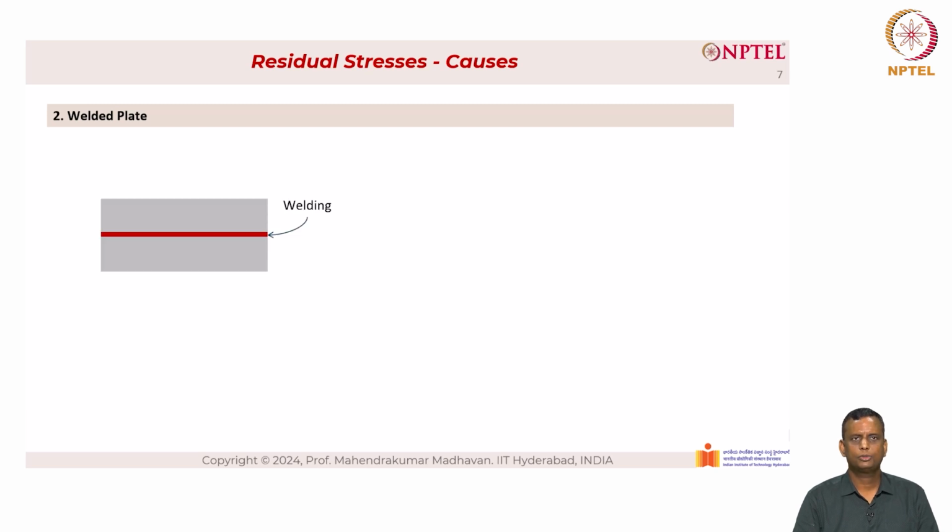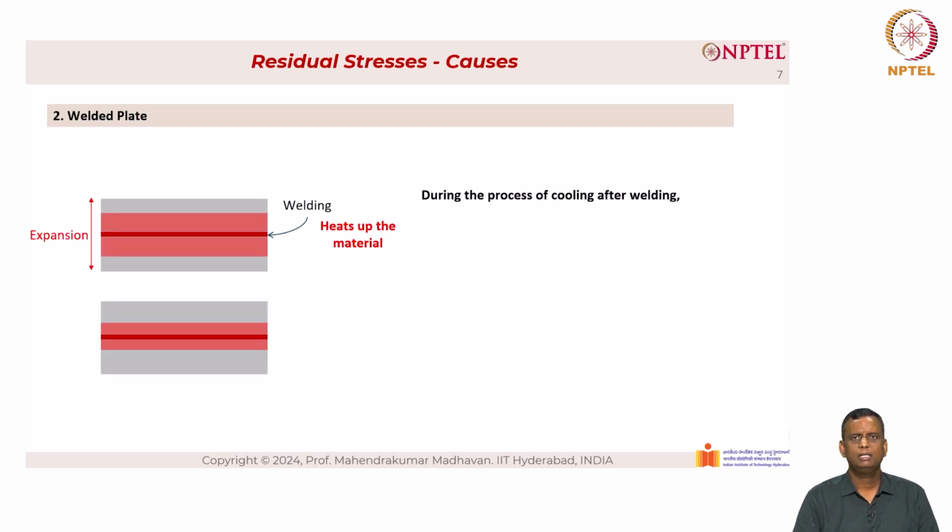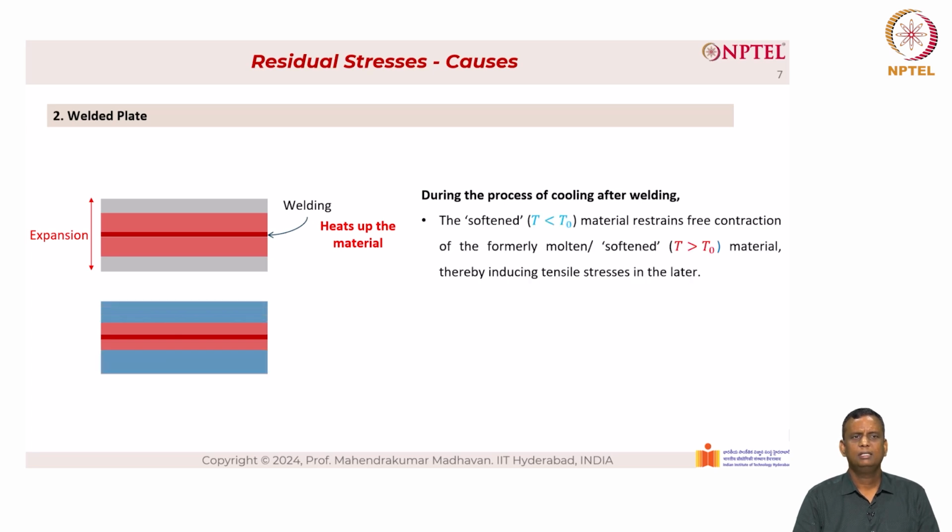When we weld two plates together, we have some kind of a heat that is being applied to create fusion. Based on fusion, the welding takes place. The heat leads to expansion of the material. During the process of cooling, after welding, there is a contraction. So, the softened T less than T naught material restrains free contraction of the formerly molten/softened T greater than T naught material, thereby inducing tensile stresses in the latter.